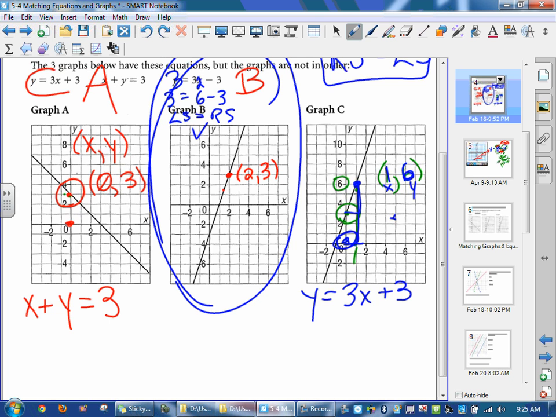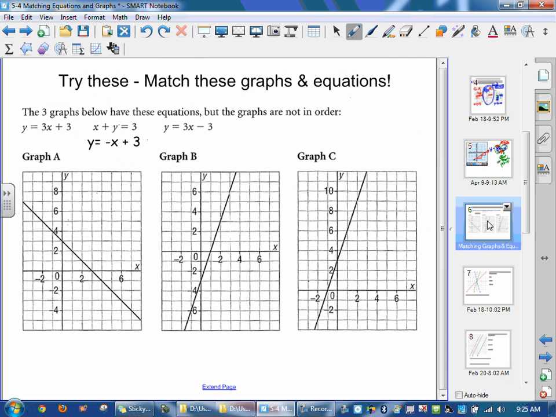You guys try those 3. Okay? Are those the ones we just did? Yeah. Those are the ones we just did. My goodness. Let's try this one. That's what we're trying. All right.